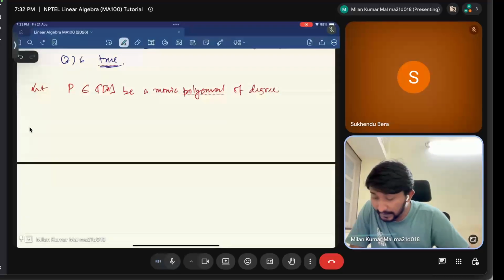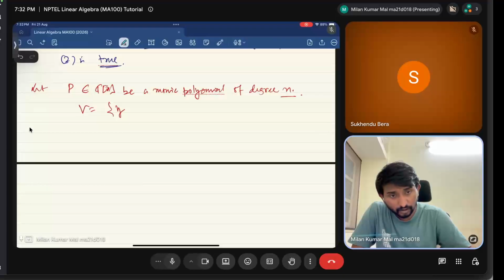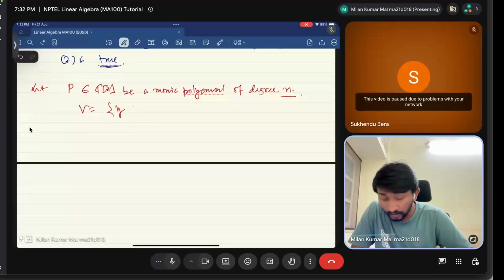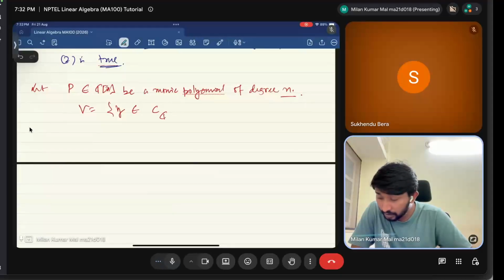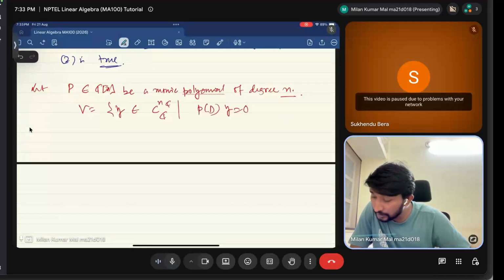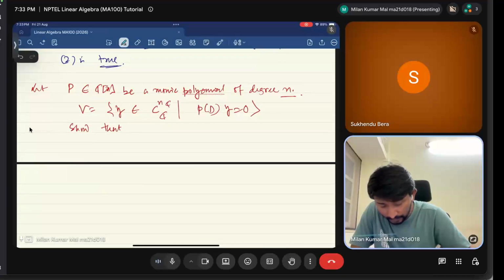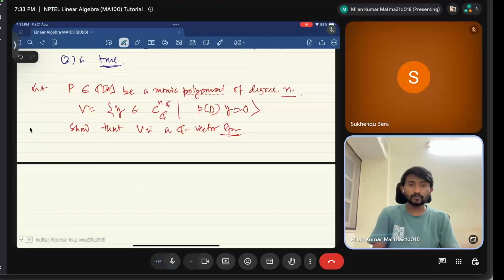Another thing given is the solution space V, which is equal to all those functions y in C^n, that is, complex-valued, n times continuously differentiable functions, such that P(D)y = 0. This is what is given. The claim is that V is a complex vector space. So whether this is a complex vector space or not.